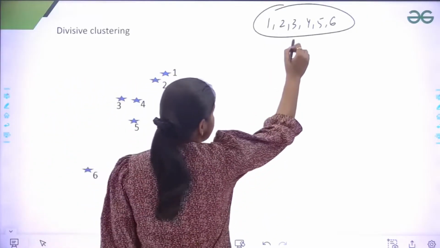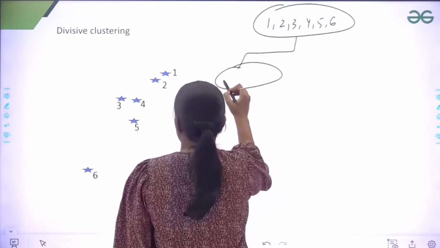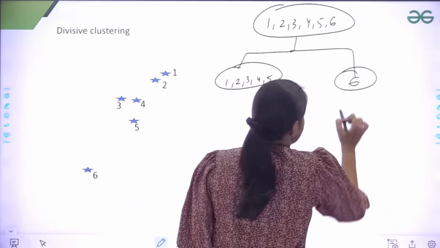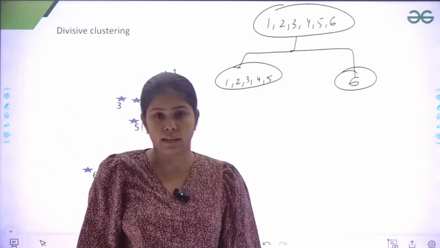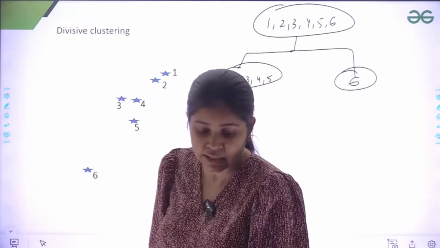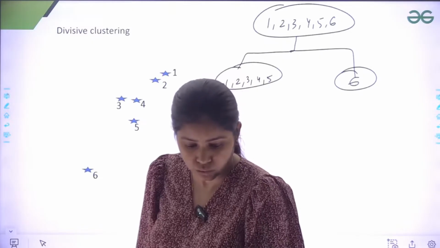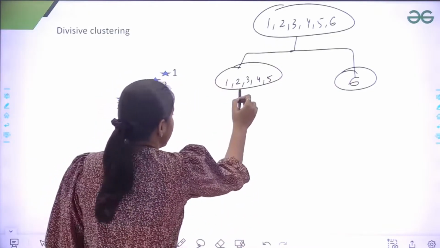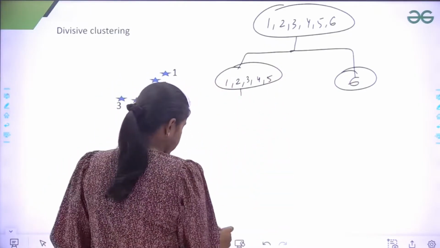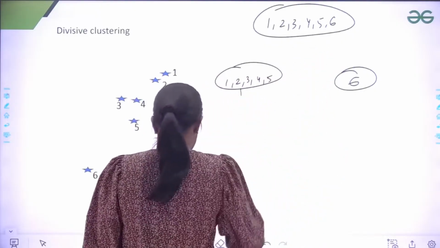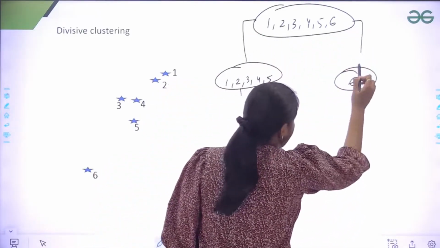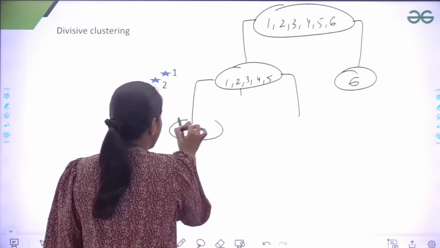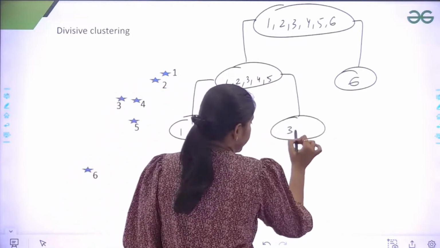If I start dividing, I can divide this into, let's say, 1 2 3 4 5, and then we have 6, right? So we'll divide like that. It is divisive clustering. That means we'll start from the top and then go to the bottom, right? Let's draw it a little bit more like a dendrogram. Right now I'll divide this 1 2 3 4 5. How do I divide? According to the distance, 1 2 and then 3 4 5, right?